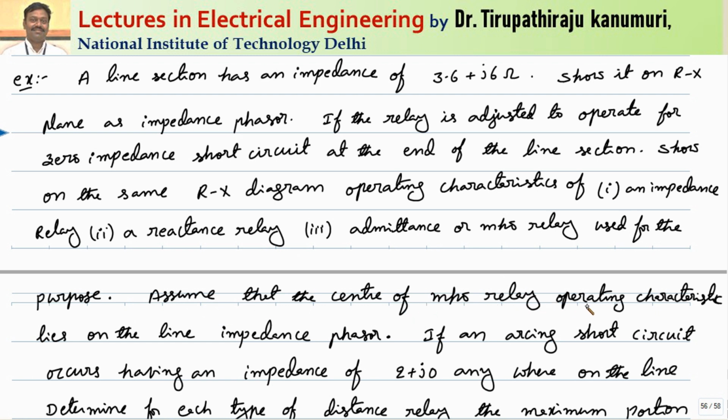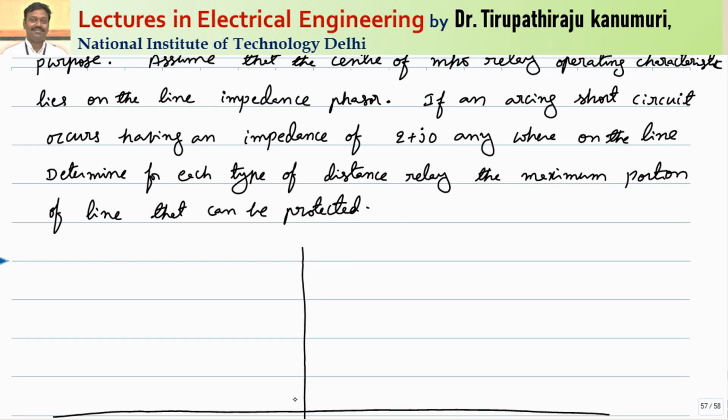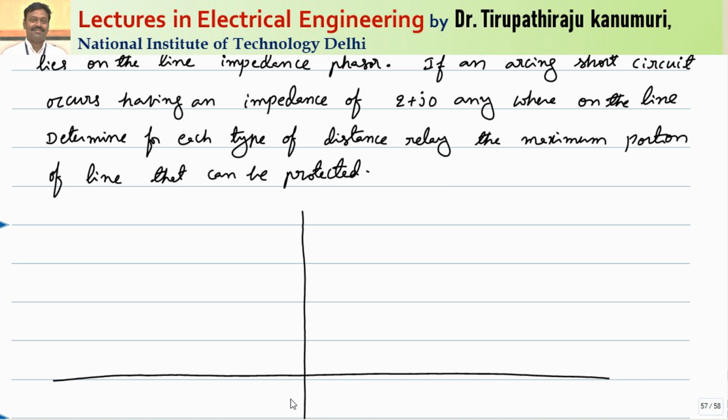Assume that the center of the Mho relay operating characteristic lies on the line impedance phasor. That means when you are taking the Mho relay characteristic, that center will be taken on the line of this impedance characteristic only. If an arcing short circuit occurs having an impedance of 2 plus j0 anywhere on the line, determine for each type of distance relay the maximum portion of the line that can be protected.